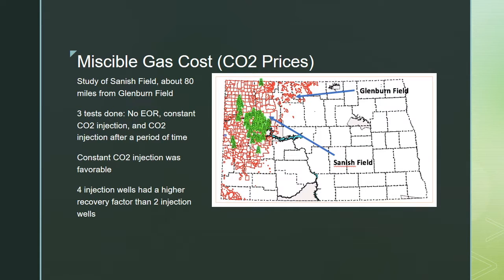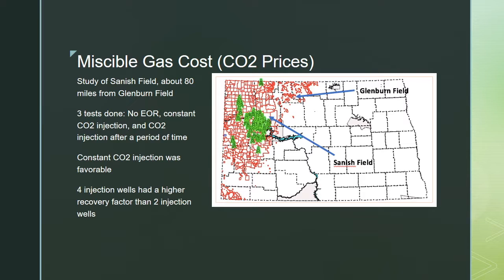An enhanced oil recovery technique we may decide to use in this project is CO2 injection. In a study of another Williston Basin field, the Sanish field, engineers were curious about the recoveries of hydrocarbons with different scenarios. If you look on the screen, you'll see a map of North Dakota and the locations of the Glenburn and Sanish fields with respect to each other. They're about 80 miles apart.